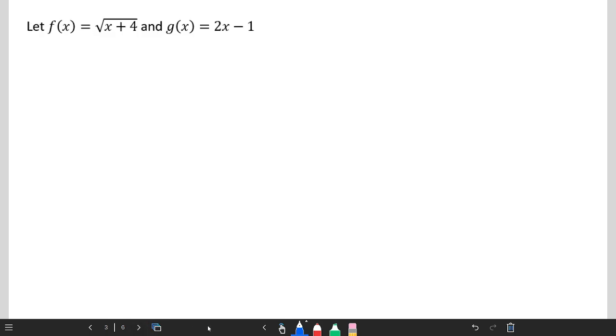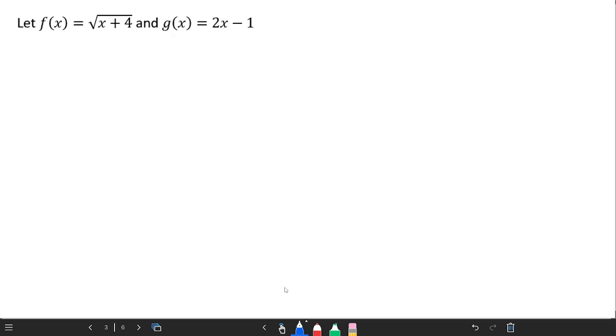So here's an example. We have two functions. We have f of x equals square root of x plus 4, and we have g of x equals 2x minus 1. If we look at the domain of each of these functions, the domain of g is all real numbers. g is a polynomial. We can substitute any real number for x that we want because we're just going to multiply it by 2 and then subtract 1. So we will get a real number output every single time. So the domain of g is all real numbers.